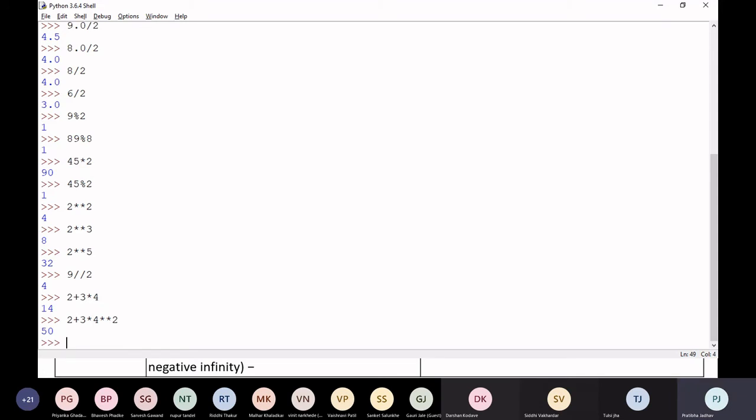It displays 50. 50, yes. The first operation is going to be performed with the exponential symbol, then the multiplication symbol, and then the plus operator.